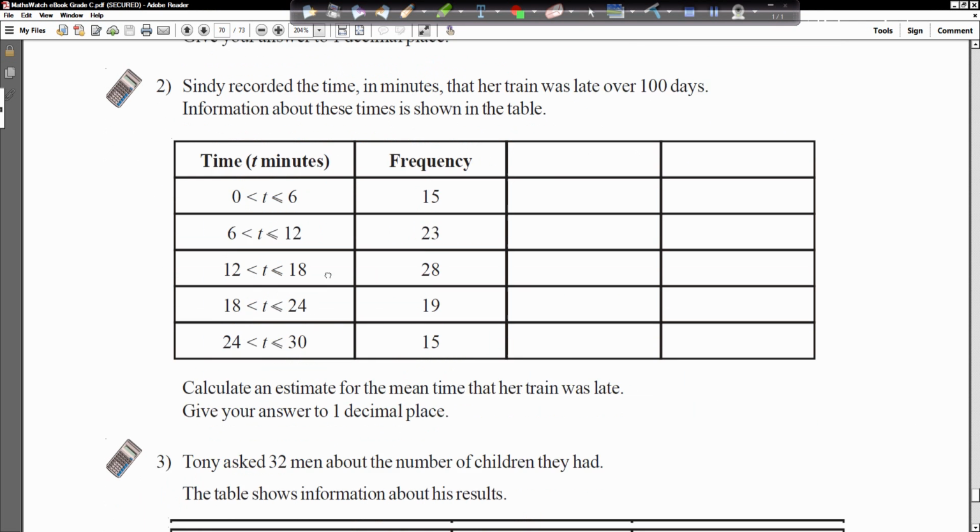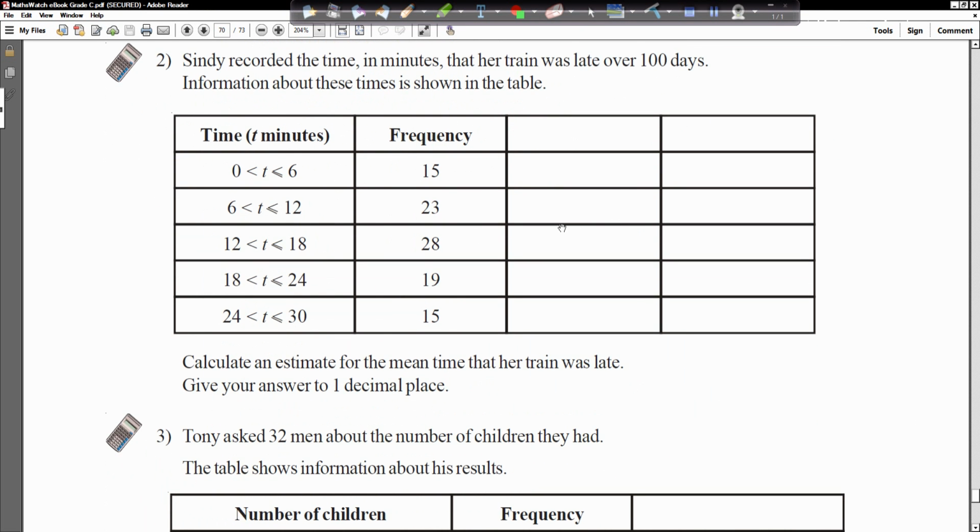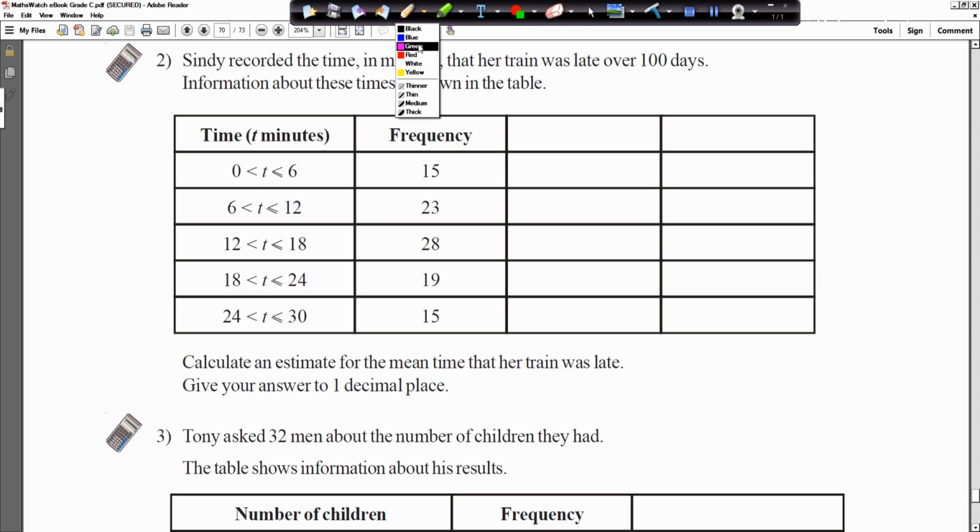Okay, the next question is very important. Question number 2. What we have here is called a grouped frequency table. Why? How do you know it's grouped, Hassan? We know it's grouped because of the inequalities, because time is greater than 0 but less than or equal to 6. So there's a group of data values in there. It's not just one number.